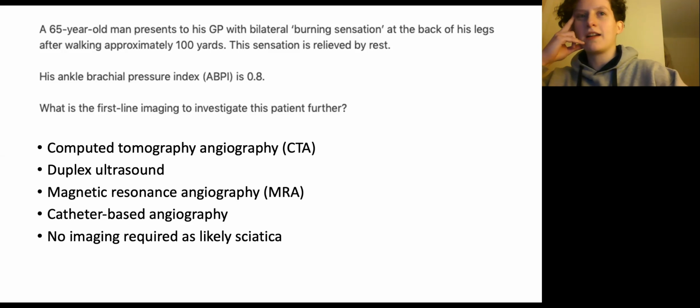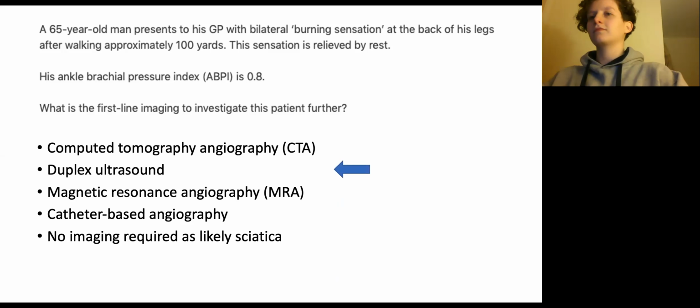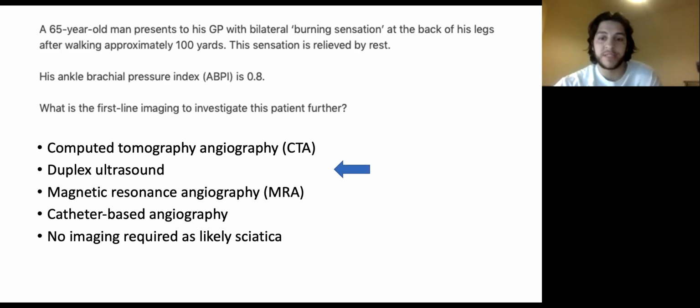So we're getting people saying ultrasound. Yeah, brilliant. So duplex ultrasound scan is the first line imaging in peripheral arterial disease. This scenario describes someone who has peripheral vascular disease. Something like sciatica is less likely given the ABPI reading of 0.8. A CTA or an MRA and catheter-based angiography can be used to investigate those with peripheral arterial disease, but they're not first line. They might be better, but not first line.